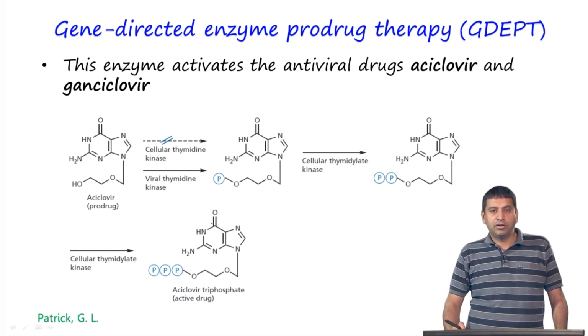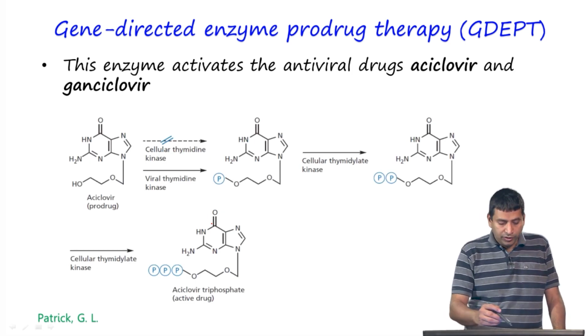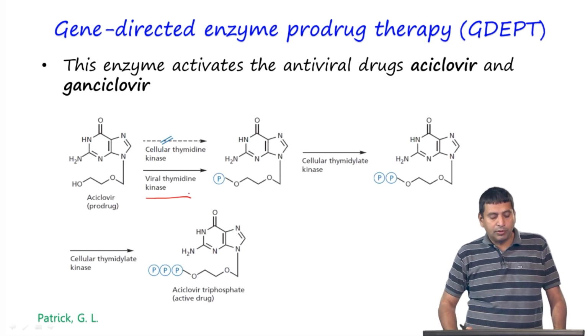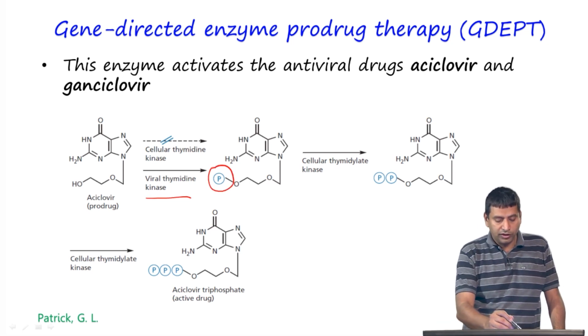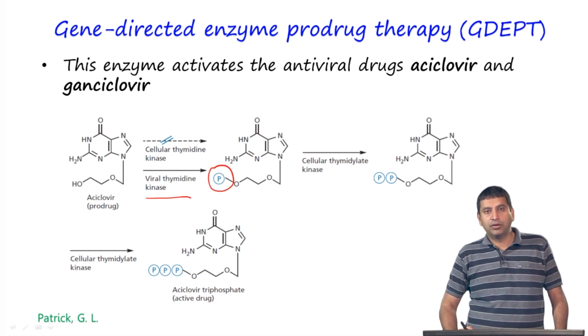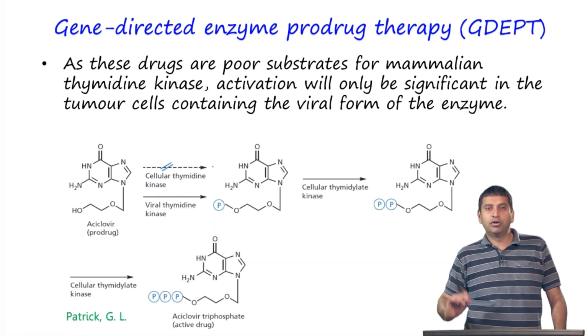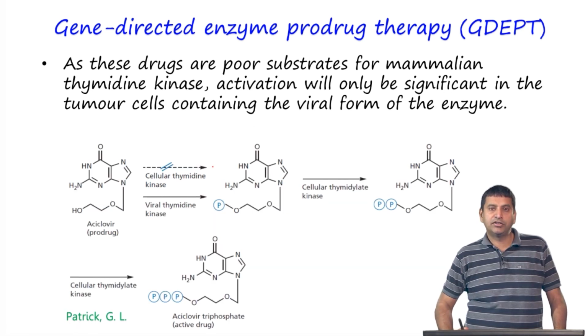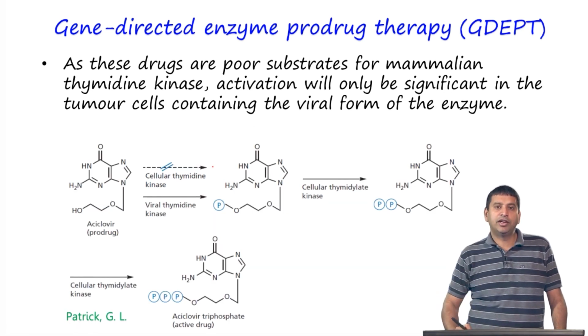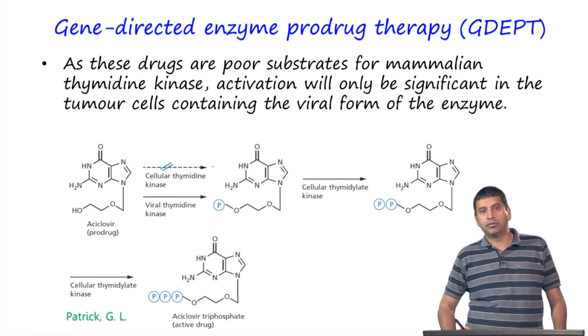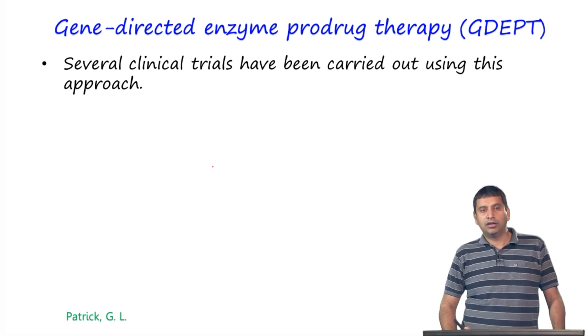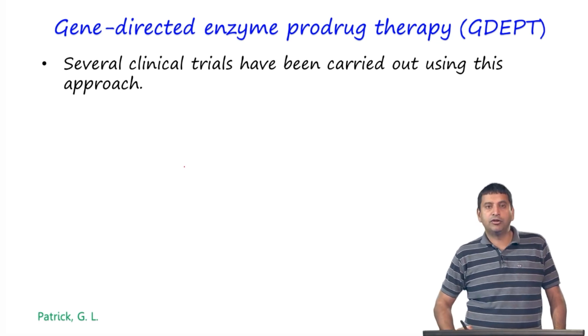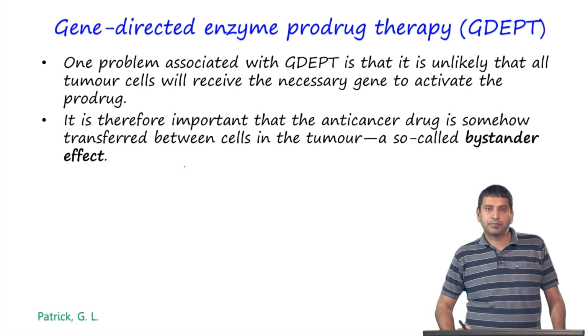So, the enzyme as shown here, the viral counterpart of it, is going to do a phosphorylation of the prodrug. Okay. Here the cellular thymidine kinase keeps phosphorylating these groups. As these drugs are very poor substrates for mammalian thymidine kinase, the activation will only be significant in tumor cells containing the viral form of the enzyme. A number of clinical trials are presently underway to test this approach.